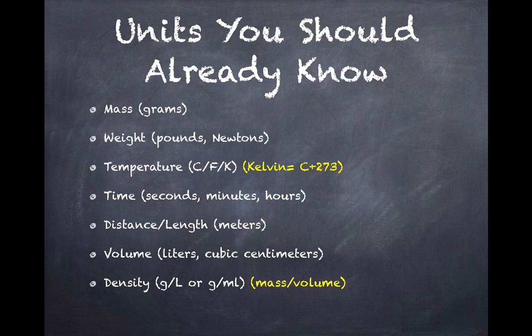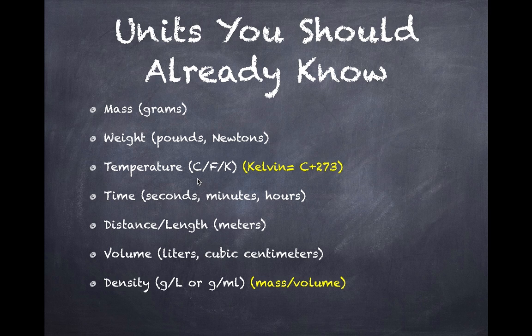These are the prerequisites that you should already know. These are the units that you should already be familiar with. You should have heard of them, maybe worked with them a little bit. The first one is mass. Mass, we should know, is the amount of matter in an object, and a common unit for mass is grams. Weight is pretty much the same thing as mass, except you're taking into account the gravitational force on an object. So weight would be in pounds or newtons.